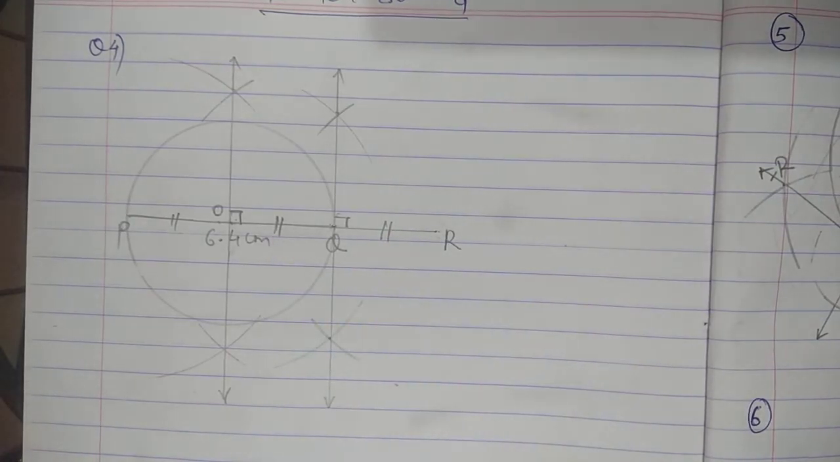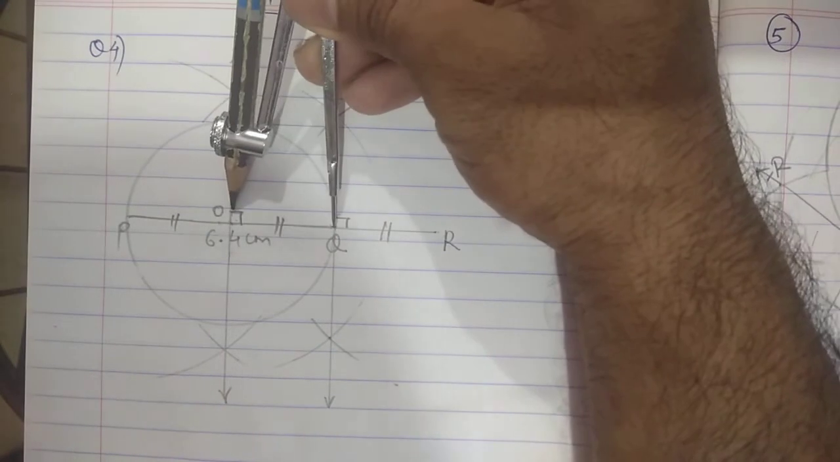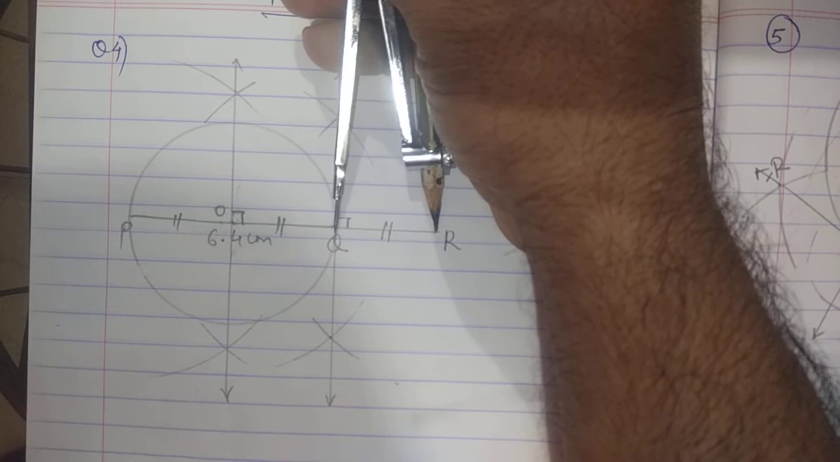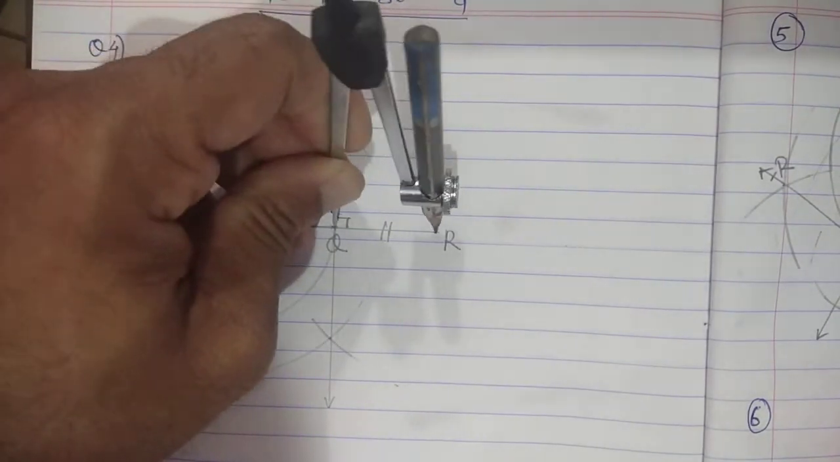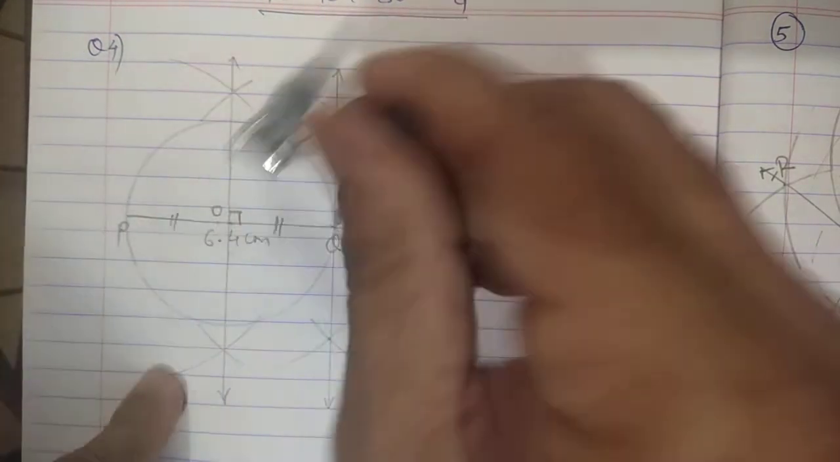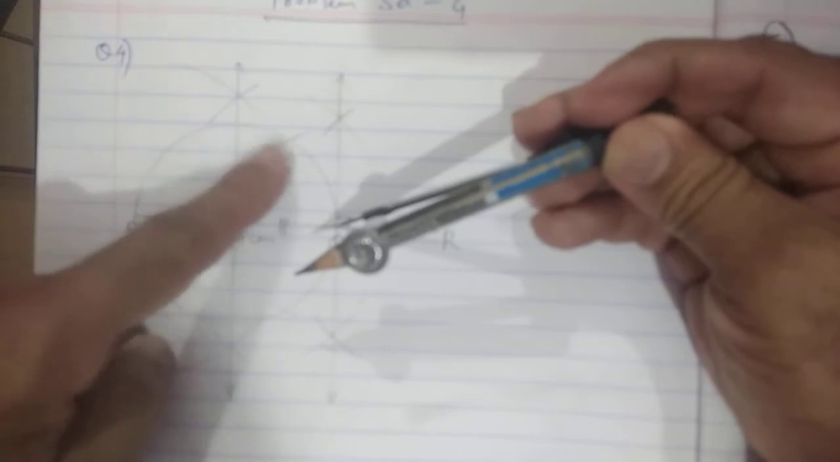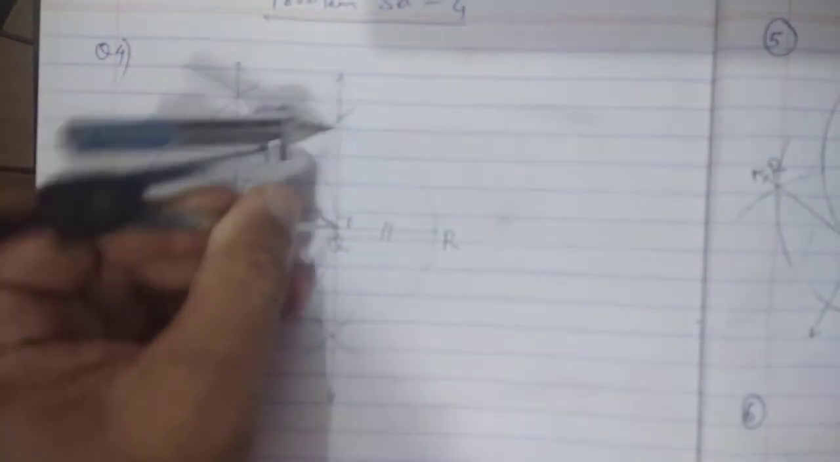So now with Q as the center and OQ as the radius. With Q as center and OQ as radius, OQ or OR or QR, any one of those as radius, you will draw a circle as per the syllabus given in the textbook. Otherwise, only one arc above the circle and one arc below the circle is also enough, right? These two arcs also are enough. But the syllabus says that you have to draw a full circle. That's why you are doing it.